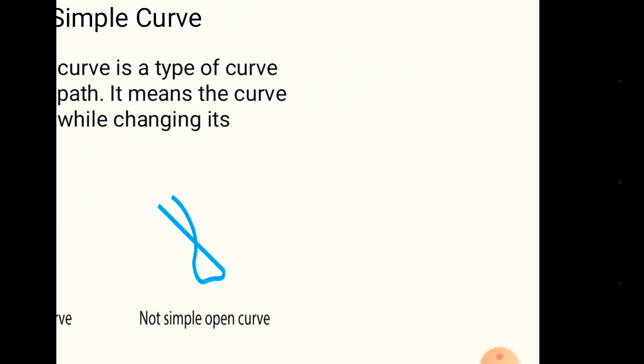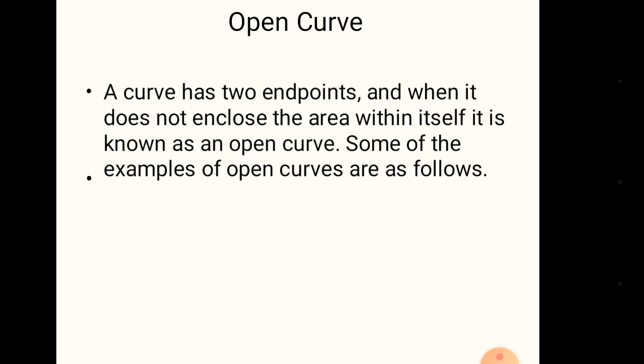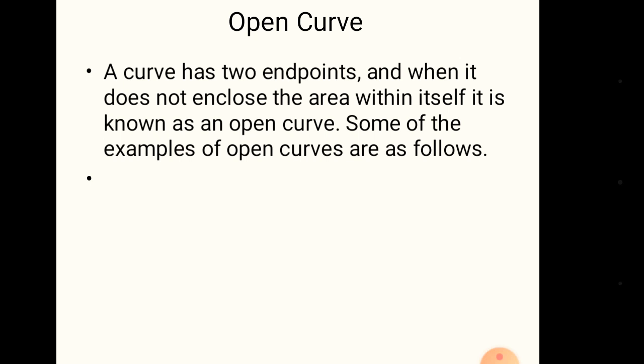Now moving ahead with the third type of curve, that is the open curve. As the name suggests, it is open. An open curve has two endpoints. Let us see the definition. A curve that has two endpoints and does not enclose an area within itself is known as an open curve. Some of the examples of open curves are as follows.